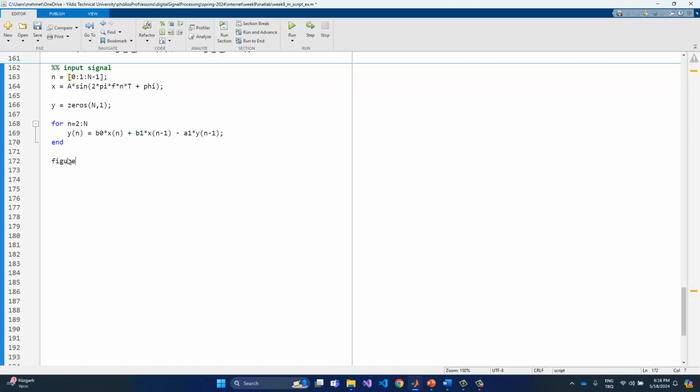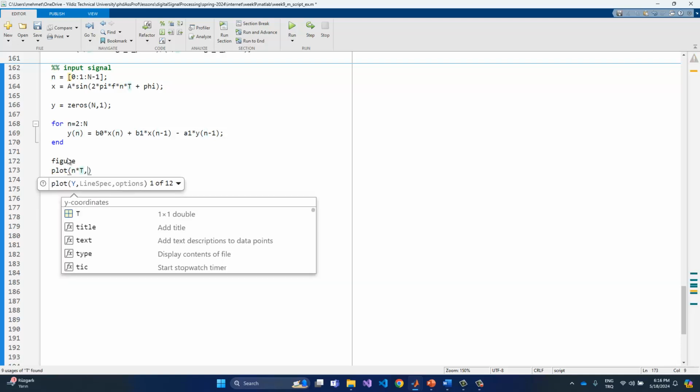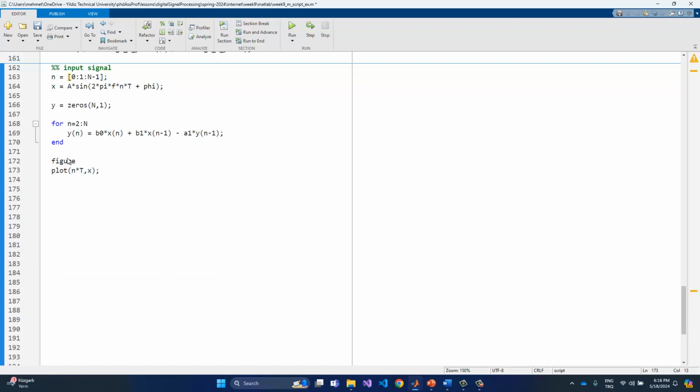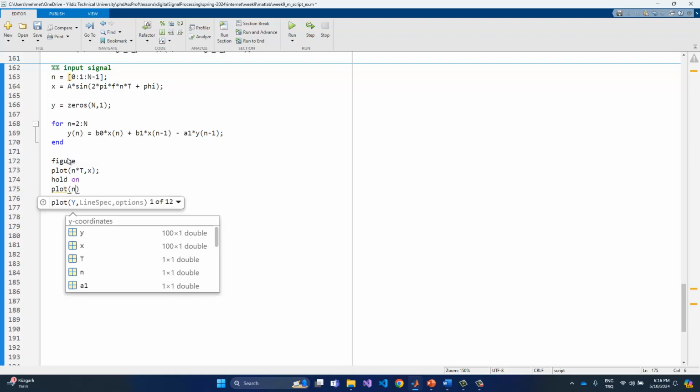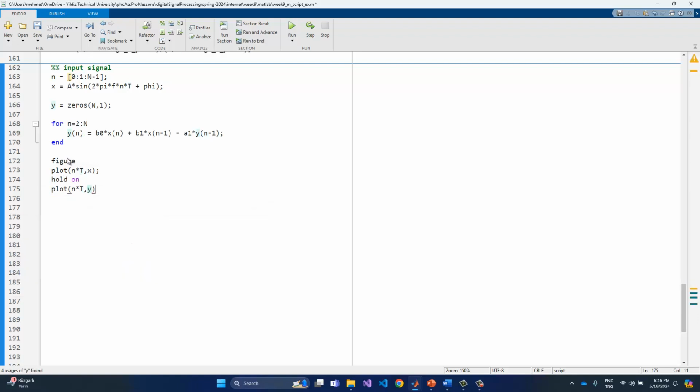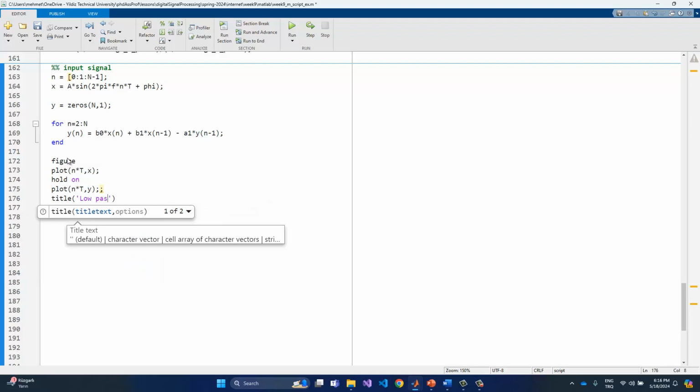The figure, the plot is N times t, right? And x should be given in here. At each sampling period, we need to assign the new x values in here. And hold on, and plot N times t, y. And the title should be given as what? The low pass filter. Okay? But the digital filter. Okay?